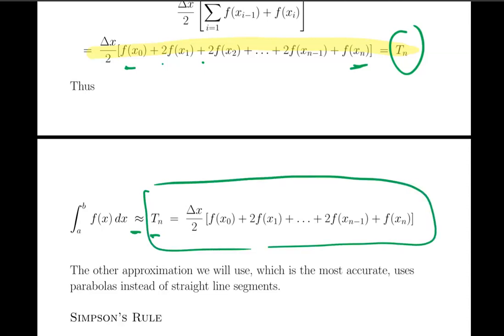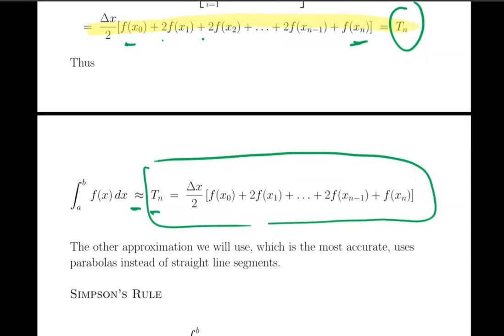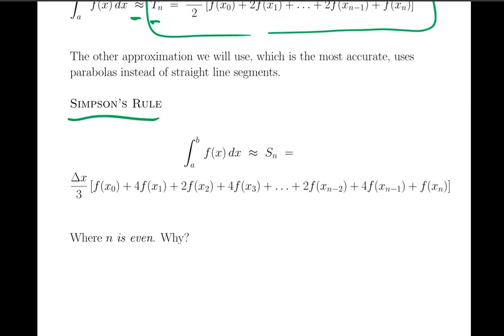Okay. The other one that we're going to use, which is the most accurate, I'm not going to get too into it. You can look it up if you want. Instead of trapezoids, averaging left and right, instead of using basically triangles on the top, this uses parabolas. It's called Simpson's rule, named after an individual named Simpson. And again, it's an approximation. I'm not going to get into where this comes from, but n needs to be even.